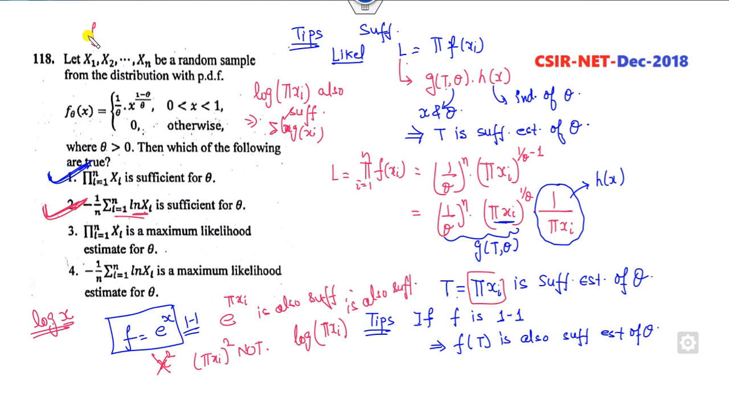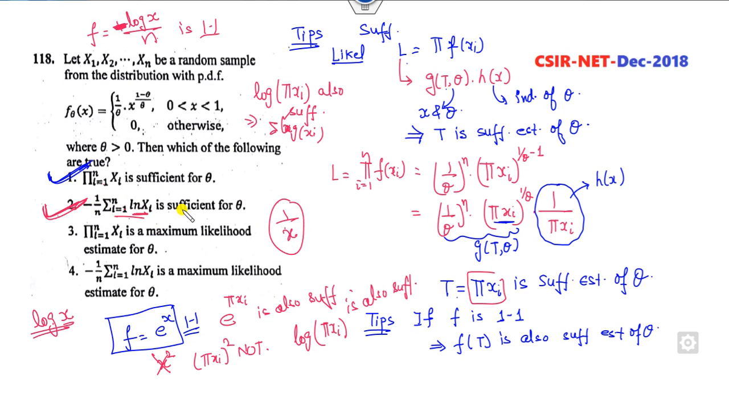Or you can say, if I define the function as minus log x over n, which is one-to-one, so it means this is my estimator here. Or you can say any function which is one-to-one. If I say 1 by x, so x is non-zero. Clearly this is also one-to-one, so 1 over this is also the sufficient estimator.